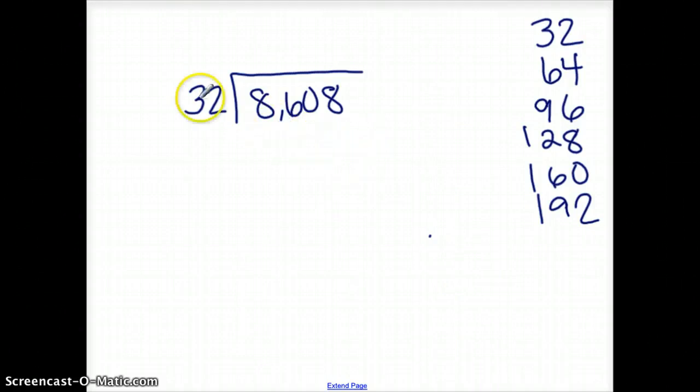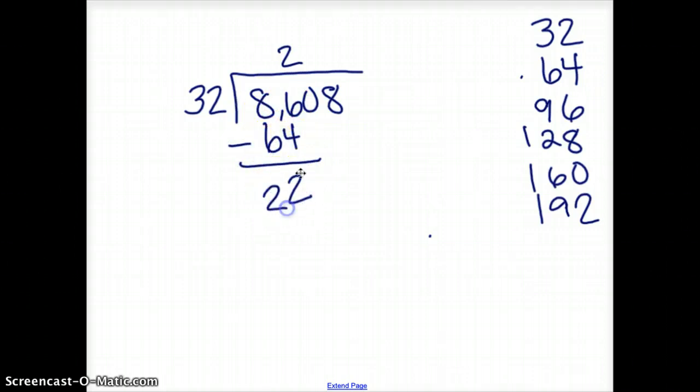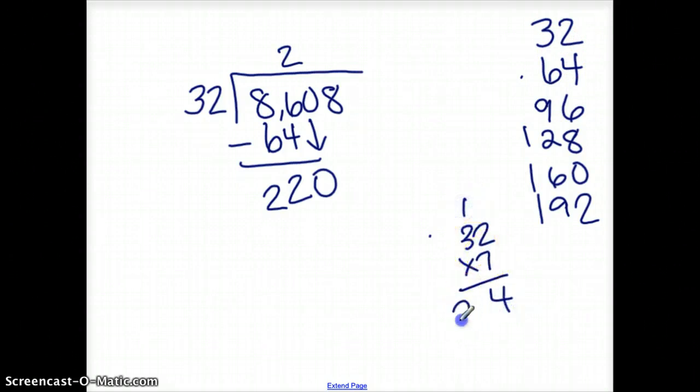So I'm going to start. How many times does 32 go into 86? Well, that would be 2 times, because 32 times 2 is 64. Subtract 6 minus 4 is 2. 8 minus 6 is 2. Bring down my 0. Okay, that tells me I need to multiply higher than 6. So I'm going to do 32 times 7. And that's 224. So I know that that number is too high, so I need to go with 6, which would be 192.